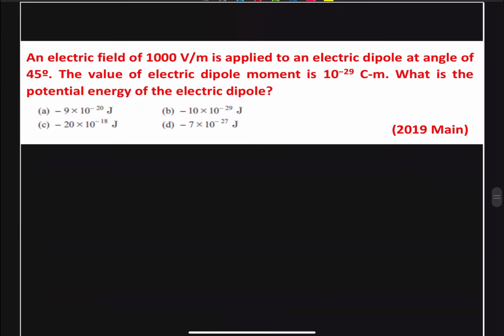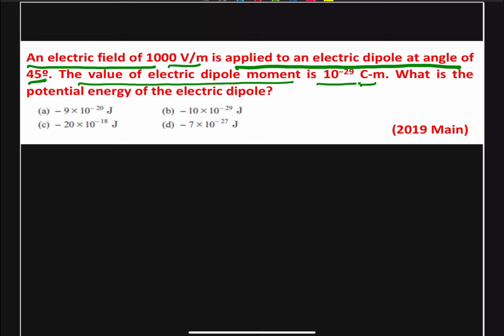It says that an electric field of 1000 volt per meter is applied to an electric dipole at an angle of 45 degrees. The value of electric dipole moment is 10 raised to power minus 29 coulomb meter. What is the potential energy of the electric dipole? And we already know the direct formula for potential energy of dipole is minus P dot E, which is minus PE cos theta. Theta is given and everything is given to us. So we simply substitute the values.